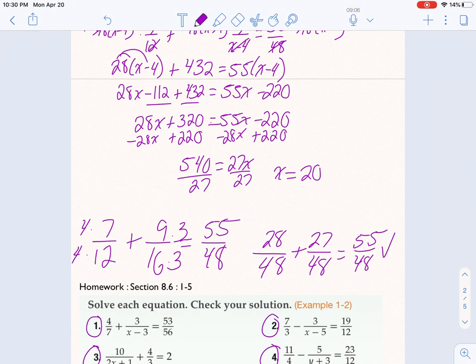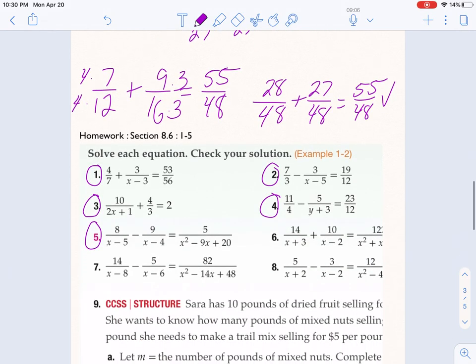So, hopefully this helps get you started on solving rational equations. Your homework is going to be these 5 problems right here, just to get you introduced into it, because we'll do more of these problems come Friday. Alright.